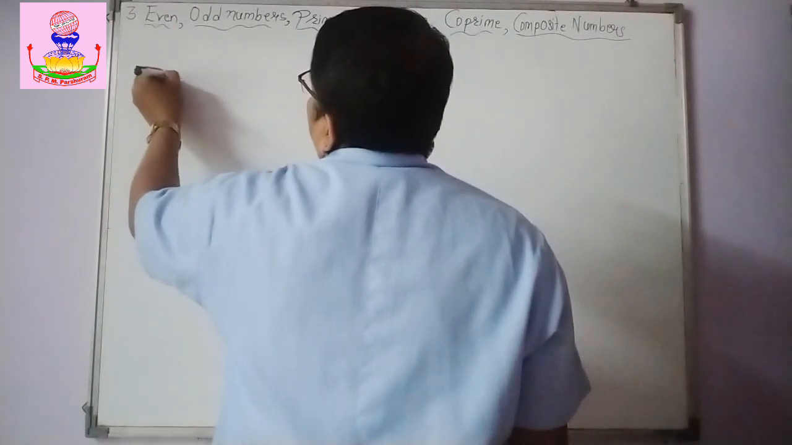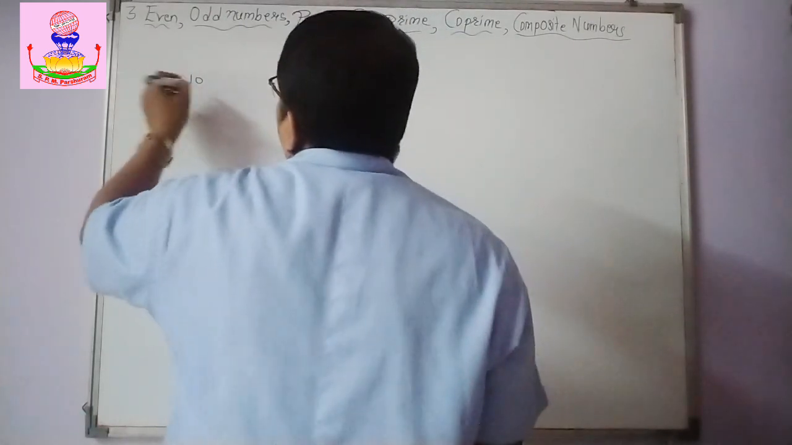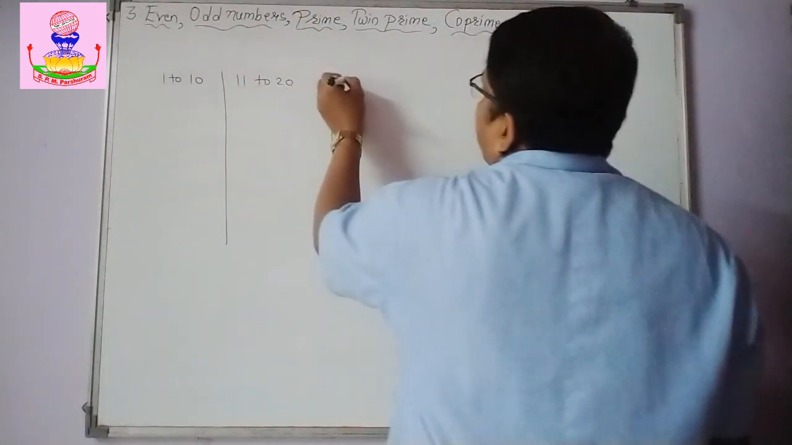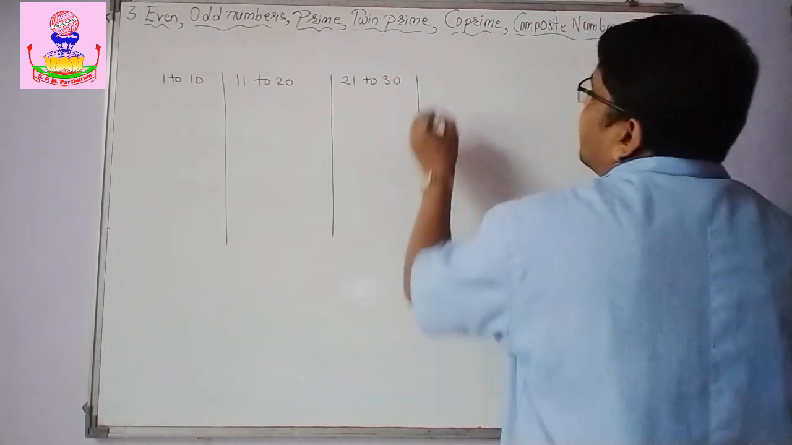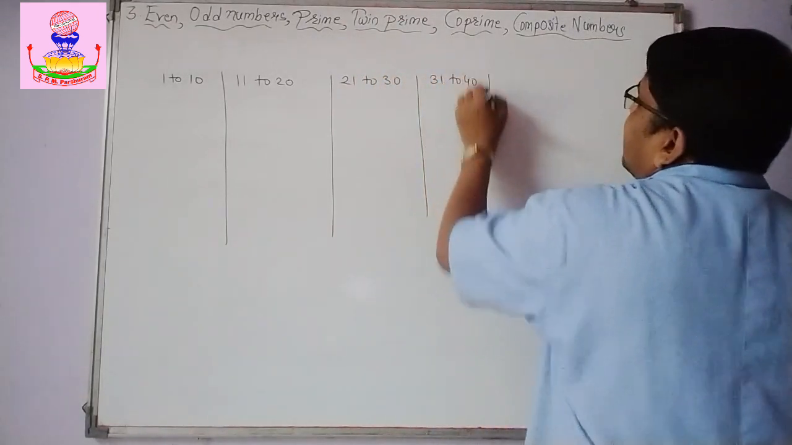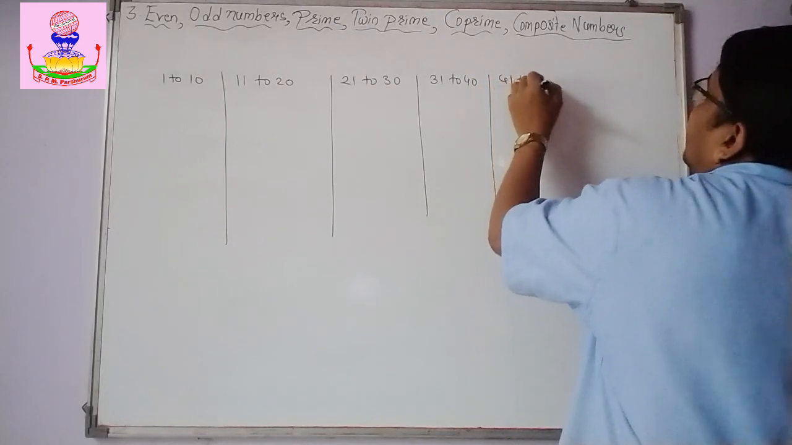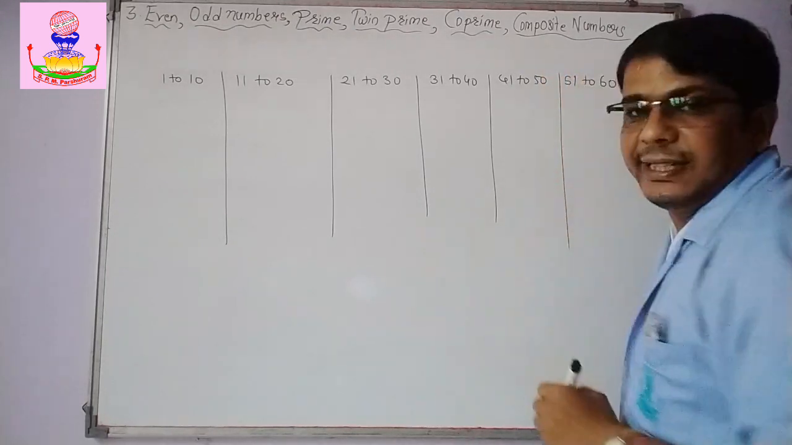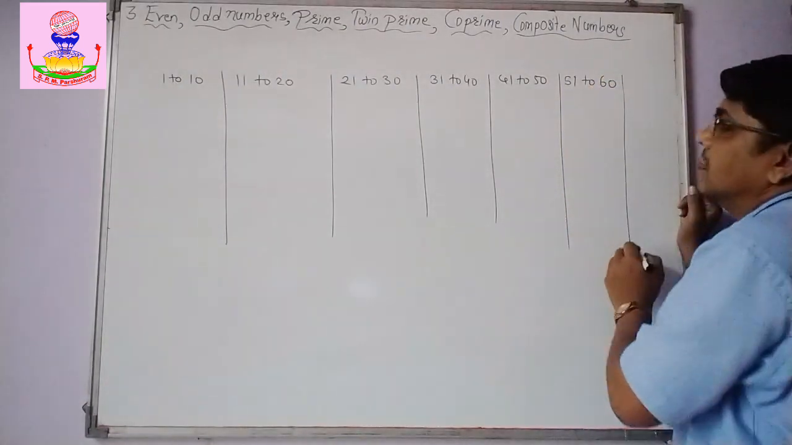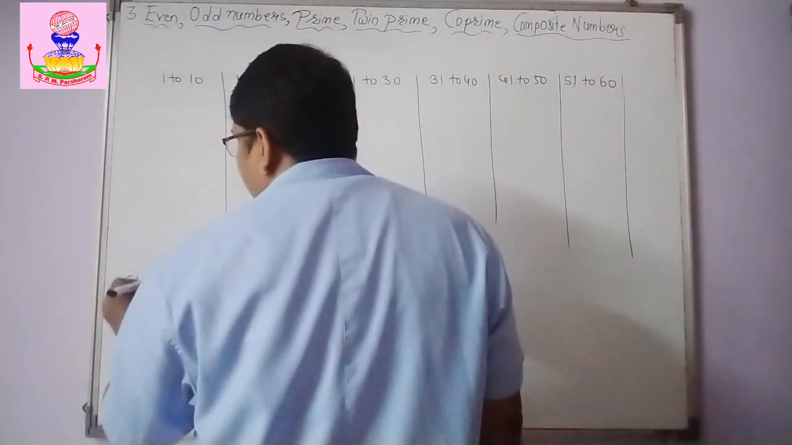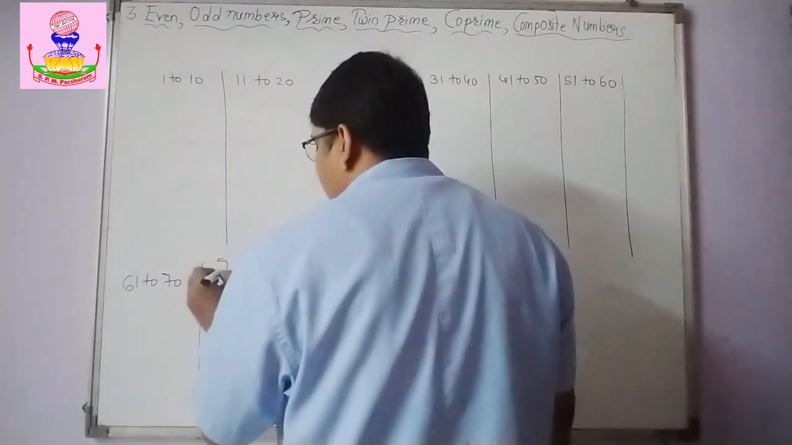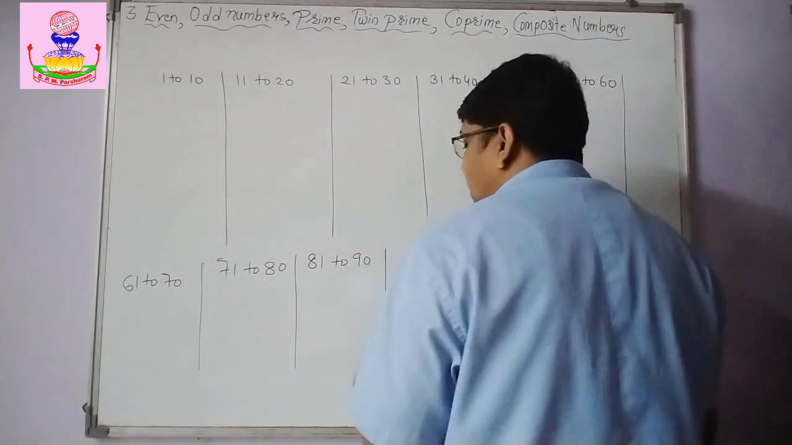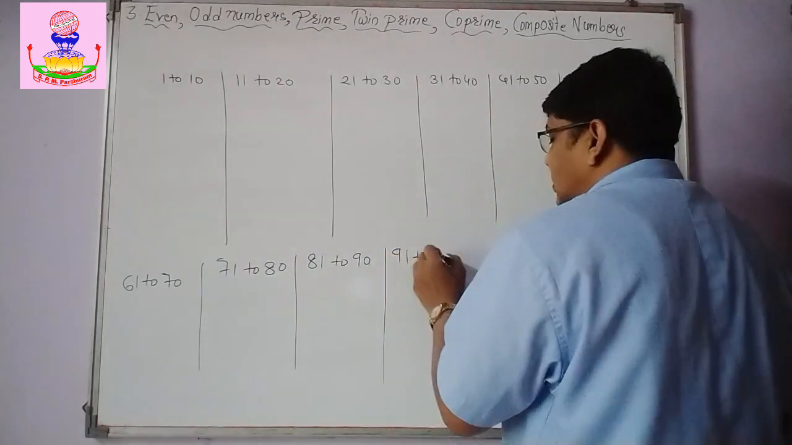So prime numbers from 1 to 10. Okay. Then prime numbers from 11 to 20, from 21 to 30, from 31 to 40, from 41 to 50, and 51 to 60, then 61 to 70, 71 to 80, 81 to 90, and 91 to 100.